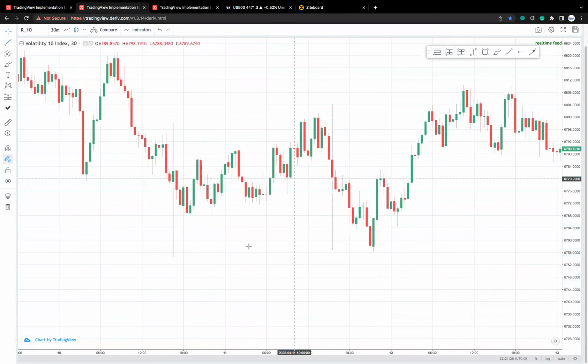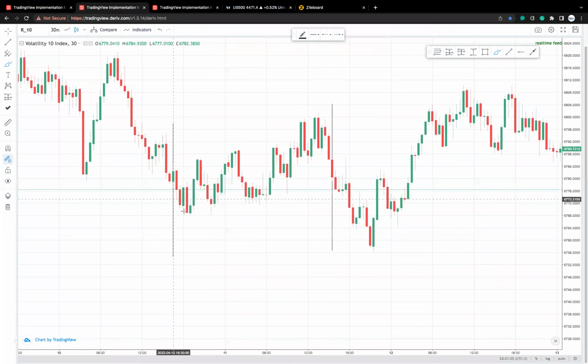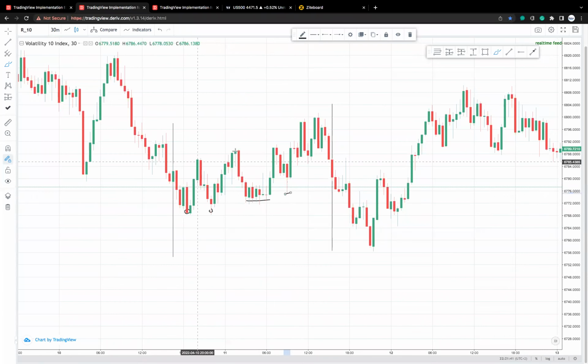Fine. Now, this is a typical bullish market structure. Typical bullish market structure. Why? Because the swing points, the lows, are getting higher to the right side, and the highs are also getting higher to the right side. So this is a typical example of a bullish market structure.